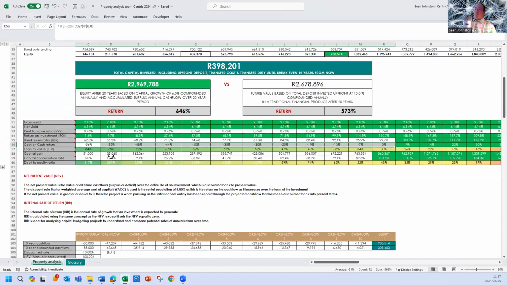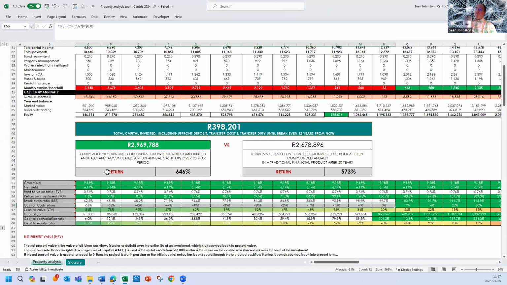Capital gain is obviously the gain that you're making in the property. It's essentially your market value minus your purchase price, and that differs per year. Your gain will be relative to the purchase price, so your capital gain is going to get bigger and bigger. This is important for tax purposes if you were to dispose of this property.